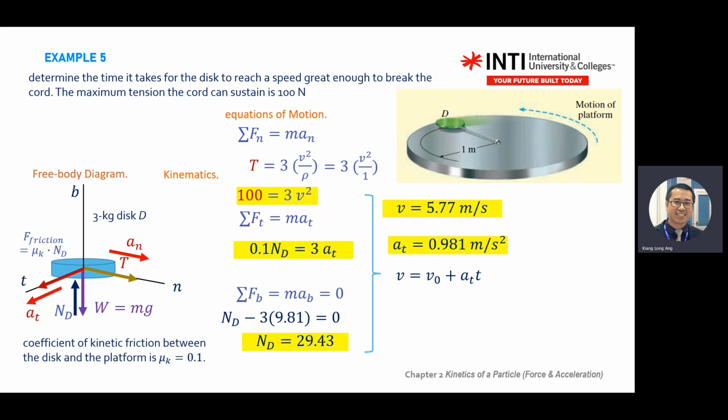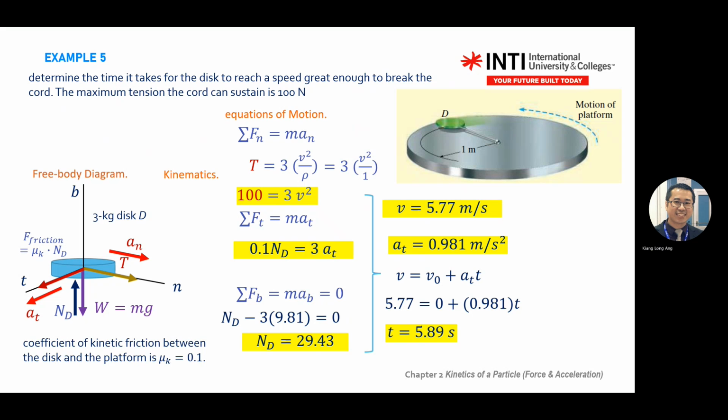Again, you are rotating at a constant velocity. Constant velocity, not constant. You're rotating at a constant acceleration. So you substitute here. Again, this equation we are looking at tangent direction. Substitute, you get time equal to 5.9 seconds.